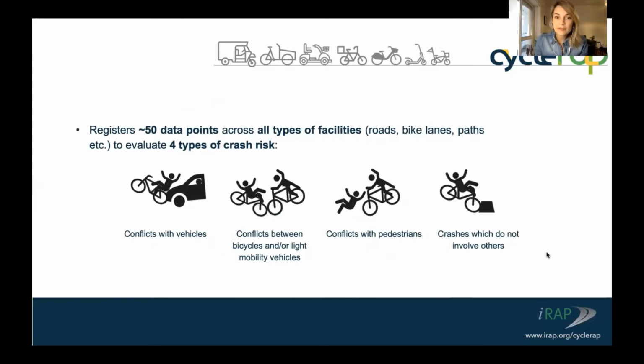Well, we'll be looking for 4 different types of road crashes, providing more details on the other types of crashes that are not vehicle-bicycle crashes, as the bicycle star rating model addresses. So we have conflict between bicycles or light mobility vehicles, conflict with pedestrians, and single bicycle crash. And to do that, we will be looking for around 15 attributes that can be collected in all types of facilities.